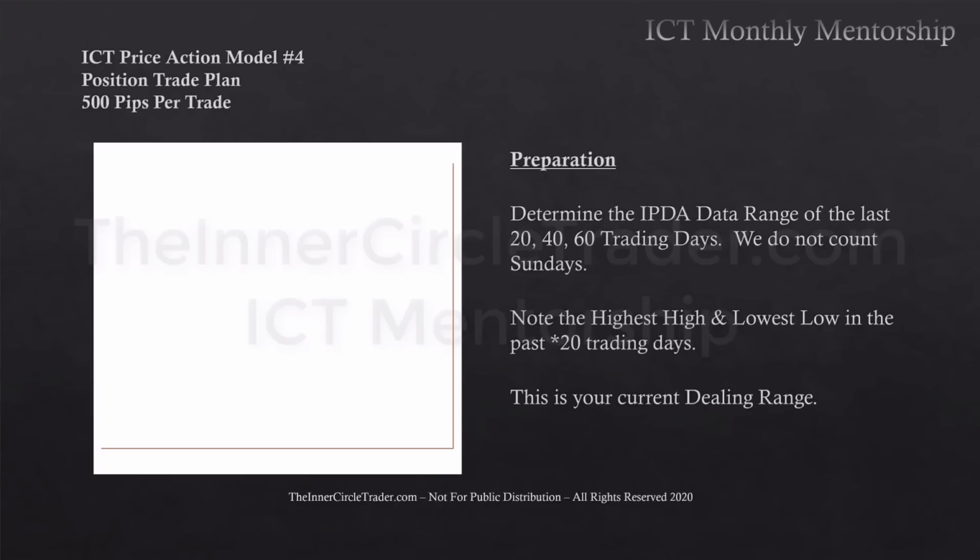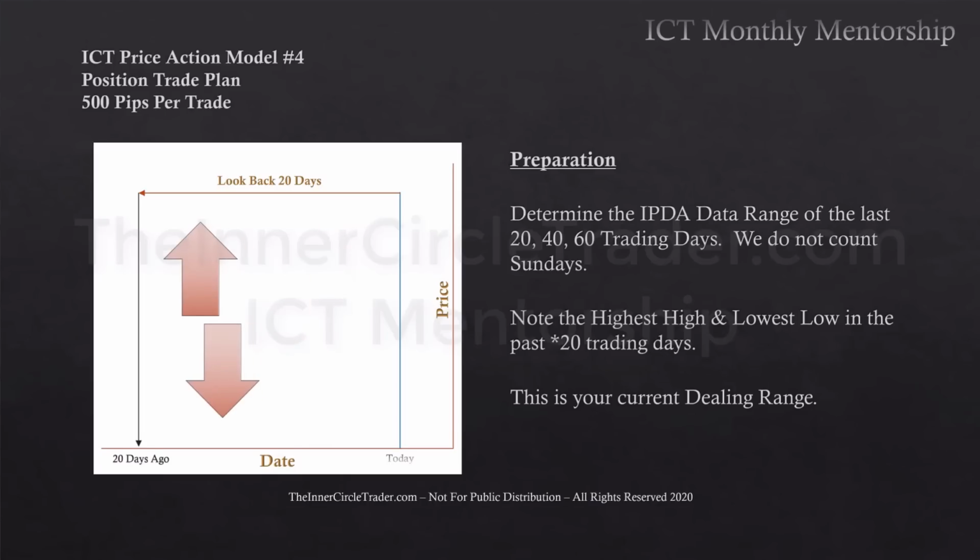And this is going to be your current dealing range. So again, the date, whatever the day's date is, you count that day and look back 20 days, 40 days, and 60 days, and whatever that is, that's our ICT data range. Again, 60 days is the furthest we'll go back, and we'll be looking for setups within that range. Highest high and the lowest low will give us that dealing range, and we will refer to it for our PD array matrix.